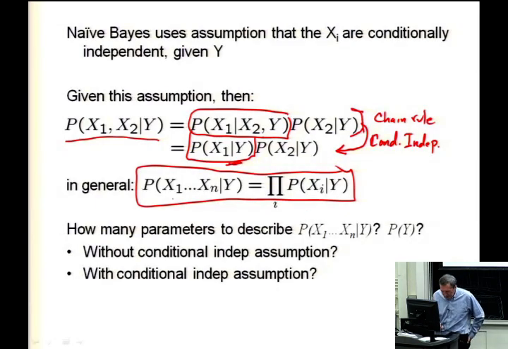And in general, that means we can take any collection of variables. If we assume they're all conditionally independent given y, then we can just express it as this product.